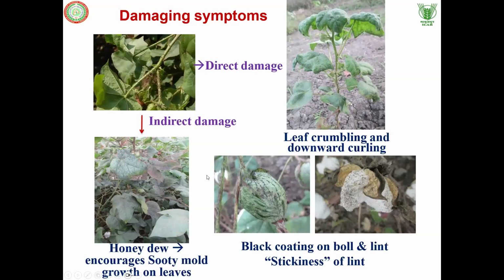One of the peculiar natures of these aphids is that they secrete a huge amount of sooty mold that leads to blackening and discoloration of the leaves, discoloration of the boll, and even discoloration of the cotton lint also. That leads to a reduction in the market value.